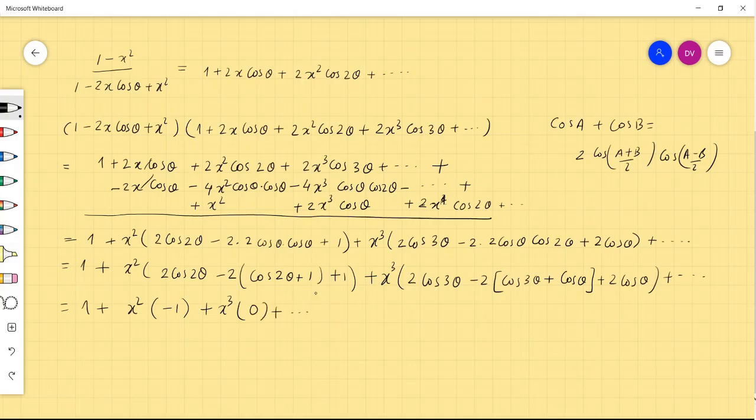So from this term onwards you have x raised to 4 times 0 and so on. So this will be 1 minus x square. So what you get, we have seen that this product is 1 minus x square. That means 1 minus x square divided by this term is equal to 1 plus 2x cos theta plus 2x cos 2 theta plus etc. Using this identity, we will find the expression for cos n theta.